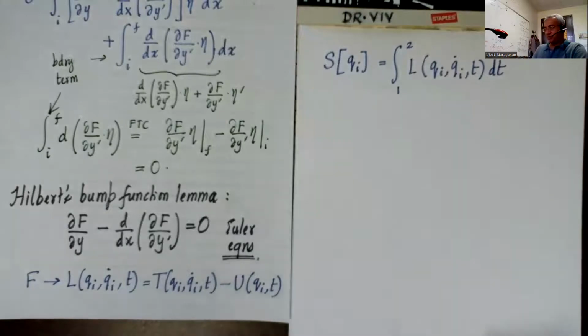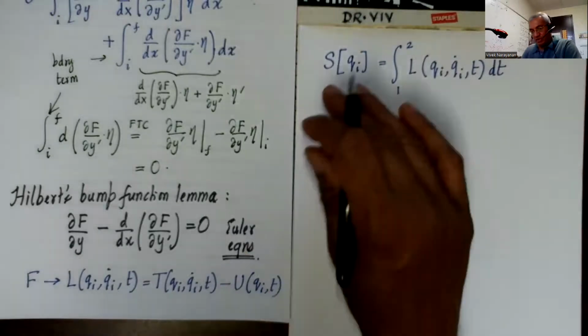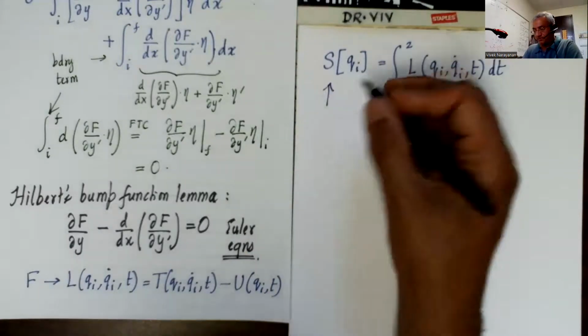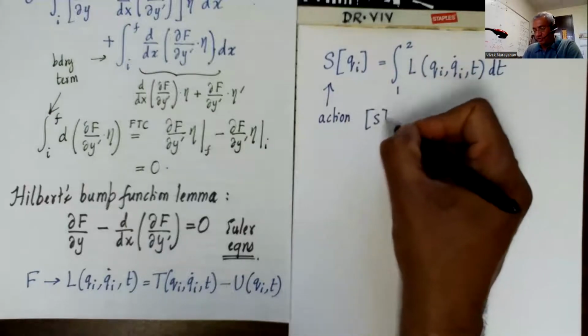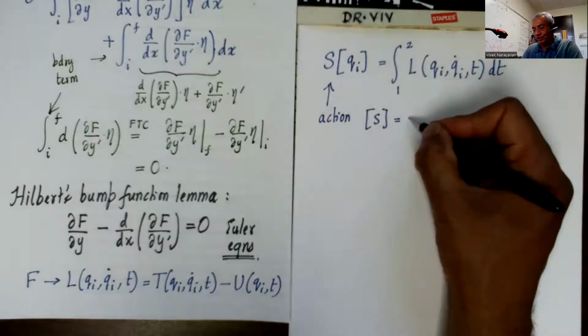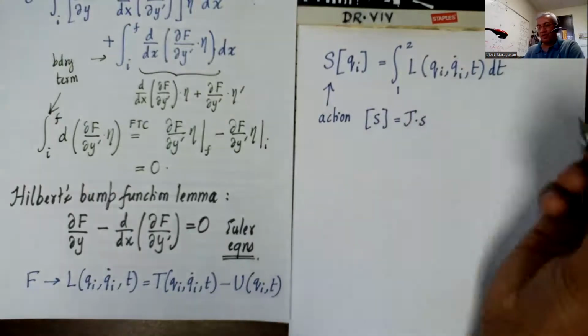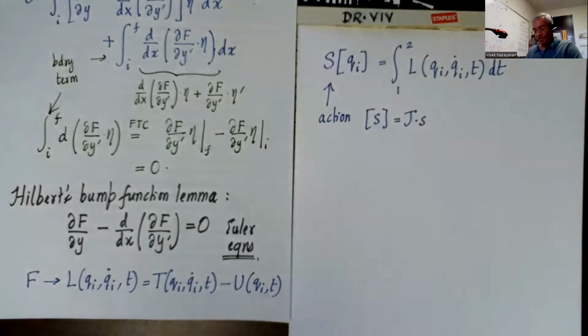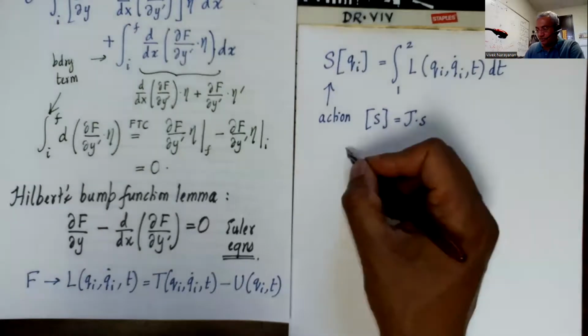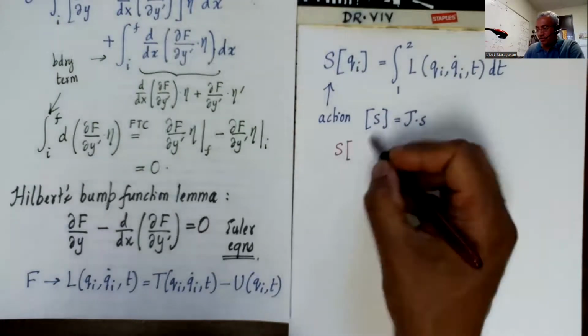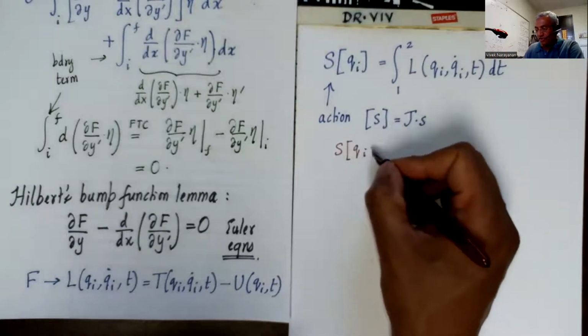All right. So I just want to point out this is called the action in physics. And the units of S are always going to be angular momentum. In other words, it's going to be joule seconds. In early days of quantum theory, this was a very important quantity because one surefire way of going from classical mechanics to quantum mechanics was to do what's called the closed orbit quantization.